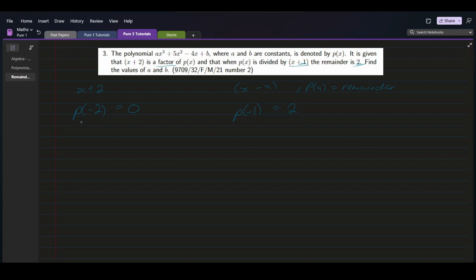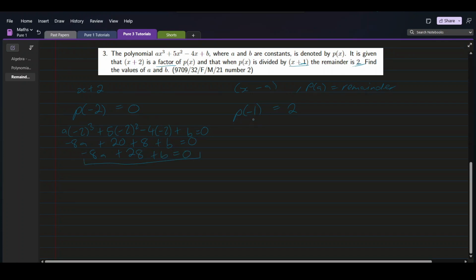So now we can simply substitute and we end up with two equations in terms of a and b, and we solve those two equations simultaneously and then we can evaluate a and b. So let's do that. Let's substitute x with negative 2. So that becomes a times negative 2 cubed plus 5 times negative 2 squared minus 4 times negative 2 plus b is equal to 0. So this becomes negative 8a plus 20 plus 8 plus b is equal to 0. So negative 8a plus 28 plus b is equal to 0.